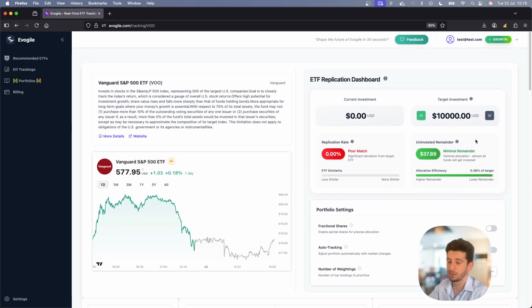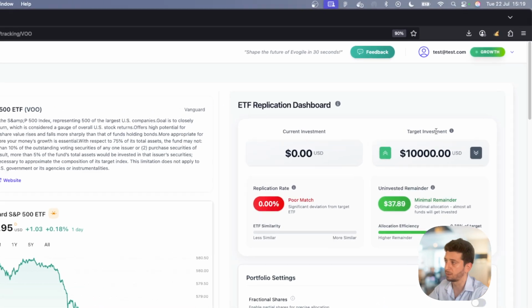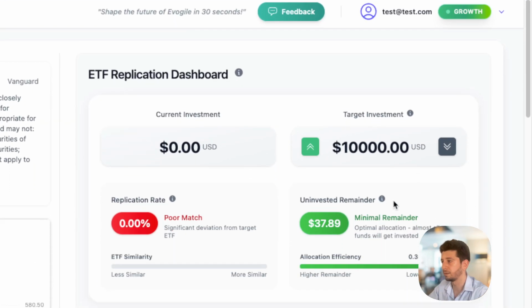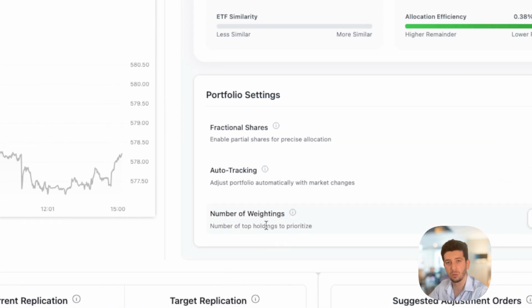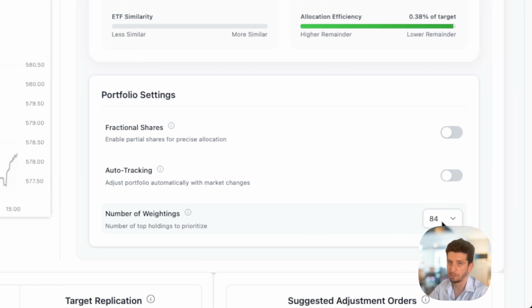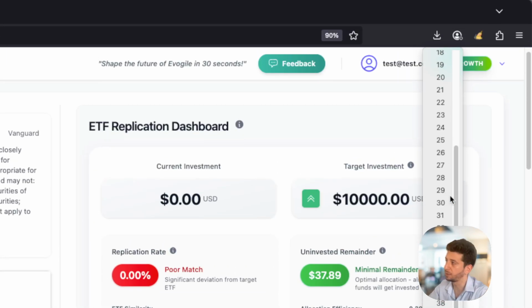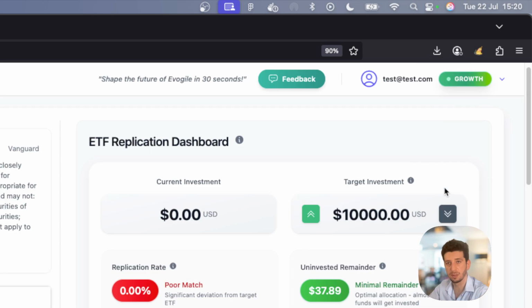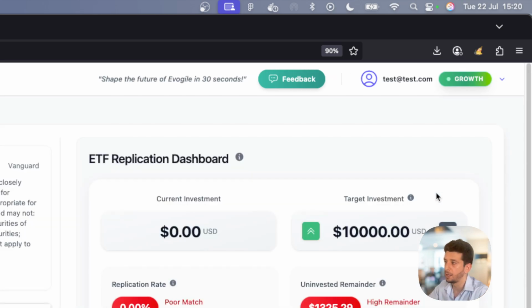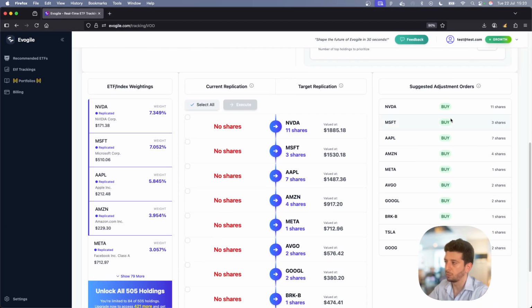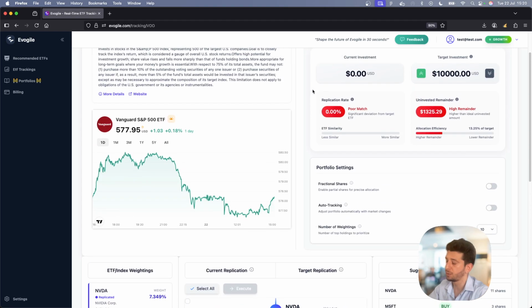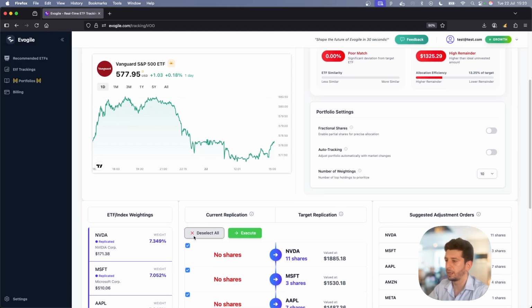You can adjust a number of things, such as the target investment and the number of weightings you're trying to replicate from that ETF. And for now, I'll just pick the 10 most valuable stocks in that ETF to mimic. As you can see, now we only have 10 stocks to invest into with different proportions. So, let's say we want to invest all of our shares. Let's see how that would look.